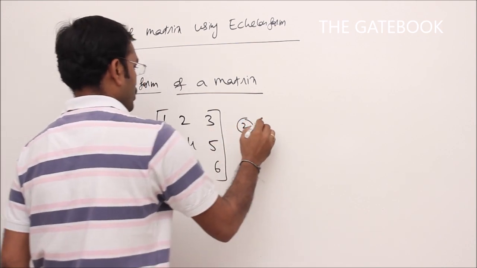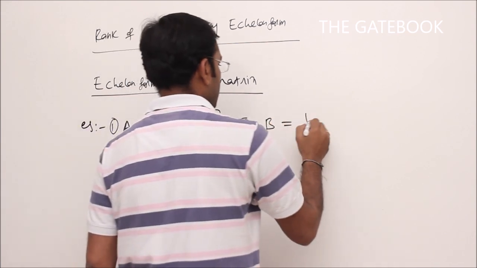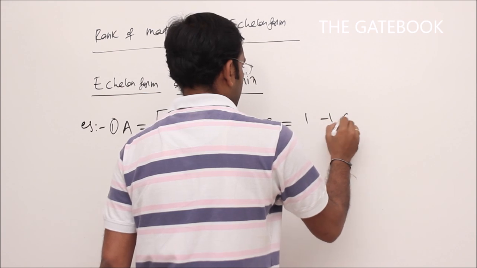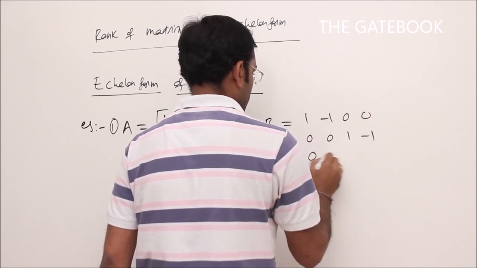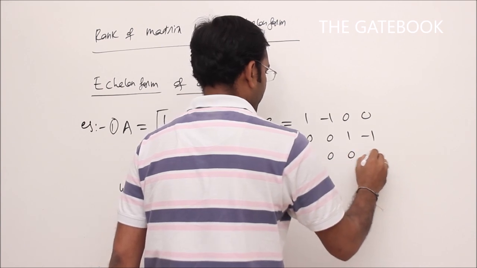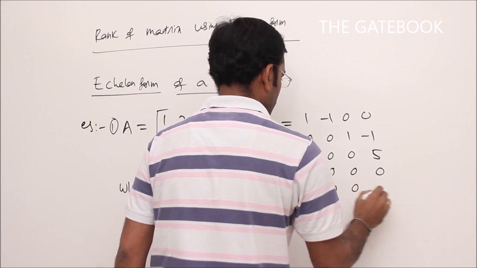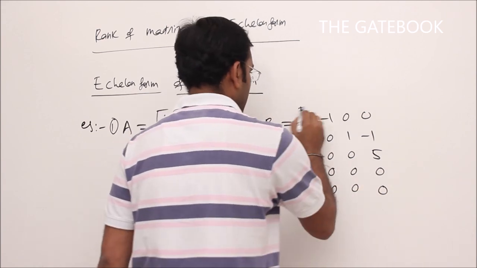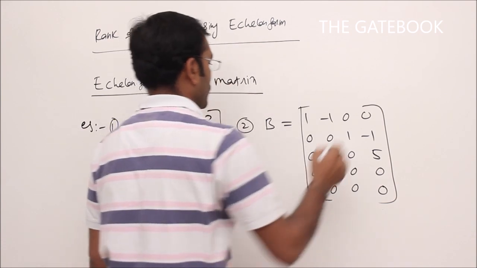Next, number 2, B matrix. Consider B matrix like this: 1 minus 1 0 0 0, 0 1 minus 1 0 0, 0 5 0 0 0, 0 0 0 0. Here also I can say that this matrix is in echelon form.